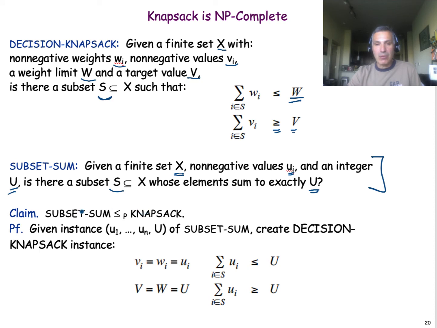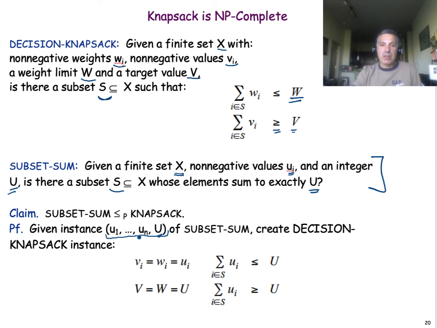We want to do the reduction from subset sum to knapsack, which means that for any instance of the subset sum problem, let's say we have these n numbers, u1 through un, and we are given this target number U, we are asked first of all to construct a specific instance of the knapsack problem such that the subset sum instance has an answer yes if and only if the knapsack instance has an answer yes. The construction in this case is really simple. We don't need a gadget or anything like that.